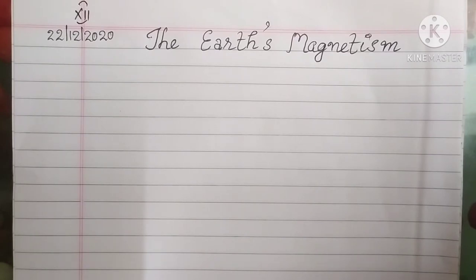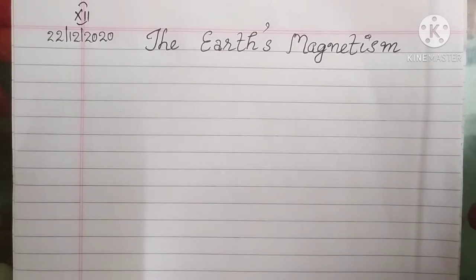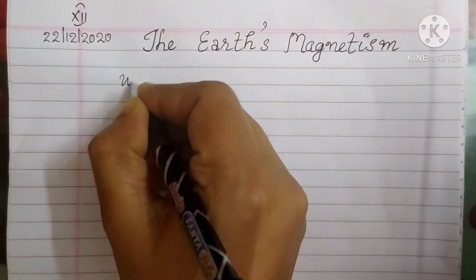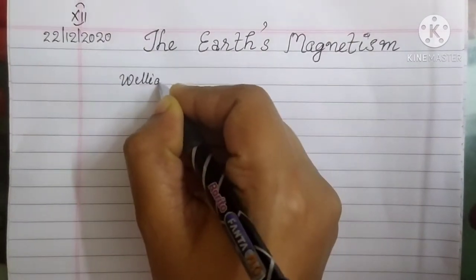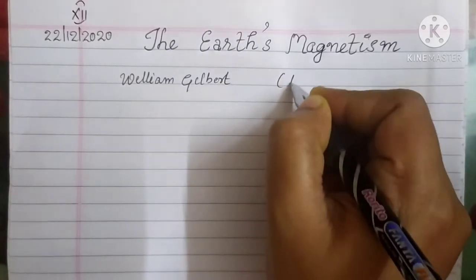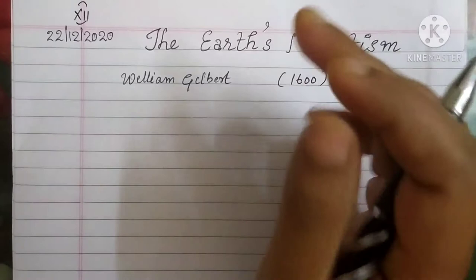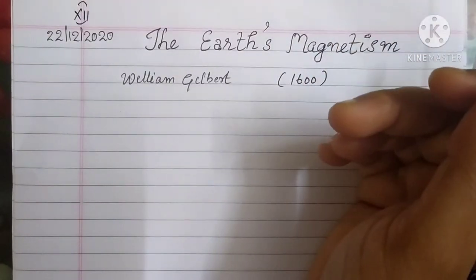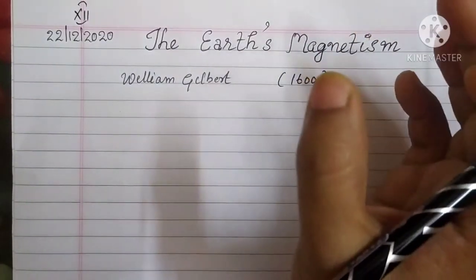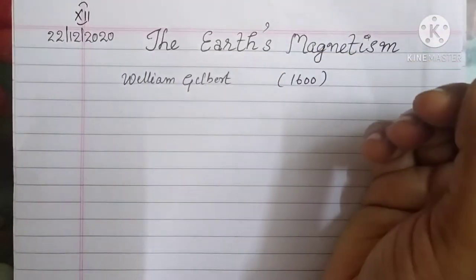In 1600, the scientist William Gilbert was the first to suggest that the Earth itself is a huge magnet. Earth behaves as if a powerful magnet is placed within it.